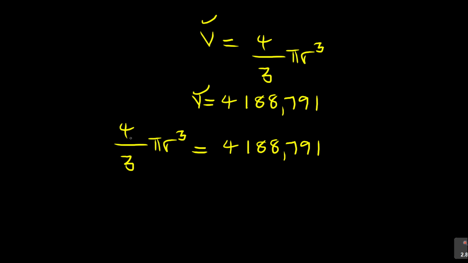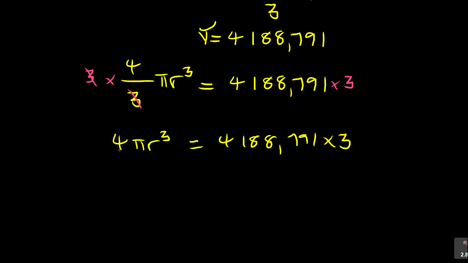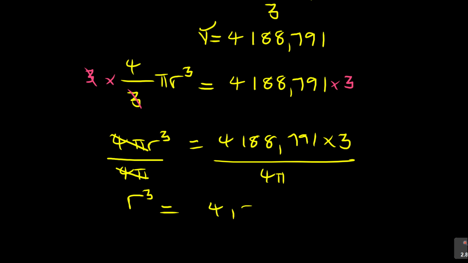So what do you do? First things first, you can multiply by 3. What will I be having? This is gone, so I will have 4 pi r cubed is equal to 4188.791 times 3. Let's leave it like that. Let's not multiply it until the final answer. Then you can divide by what you don't want. We don't want 4 pi here, but what you do on the left, you do on the right. So you've got r cubed is equal to 4188.791 times 3 over 4 pi.